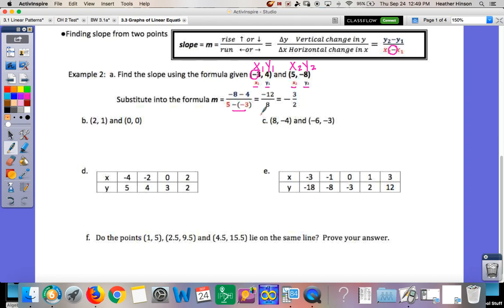And then we can just plug it into our calculator. You can solve it out by hand if you want, but we can just plug it into the calculator and we get negative 3 over 2. And I'll show you all how to plug it in.